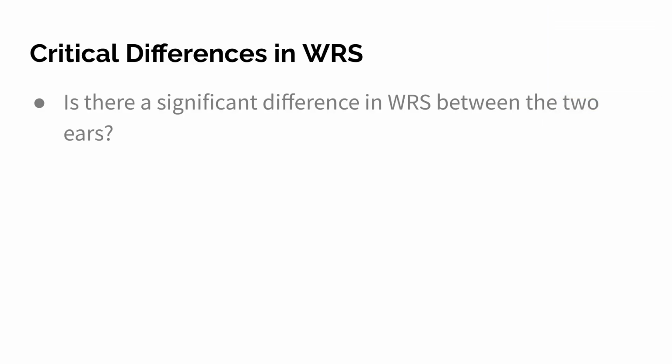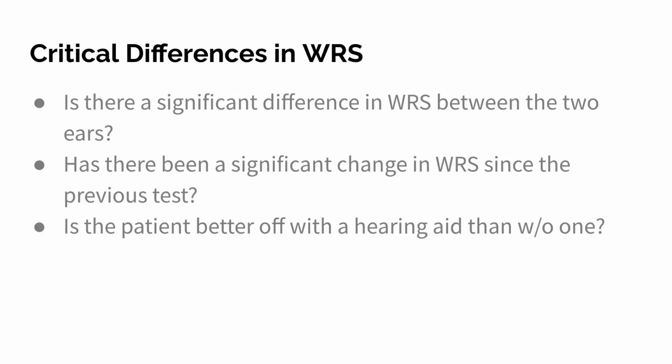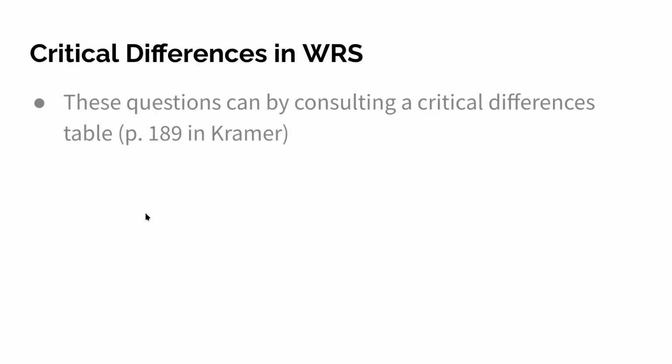The next topic I want to cover is critical differences in word recognition scores. So when is there a significant difference in word recognition scores between the two ears, or when is there a significant change in the test over time? Or when is a patient better off with a hearing aid than without one? Is a word recognition score significantly better with one aid versus two, or with one hearing aid versus another? That's what we're going to use critical difference tables to look at. For consulting these critical difference tables, they're on page 189 in Kramer.